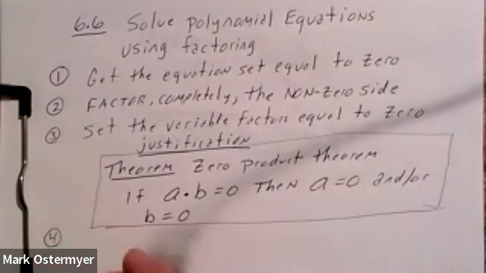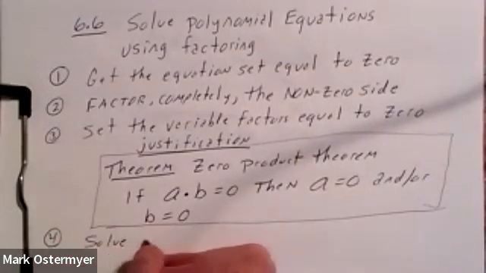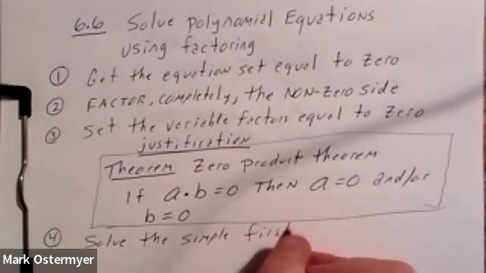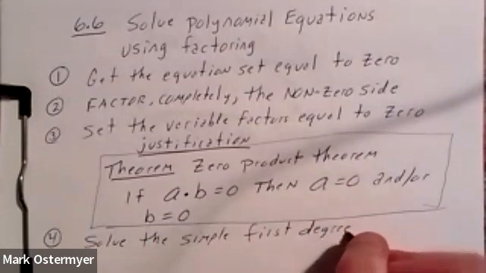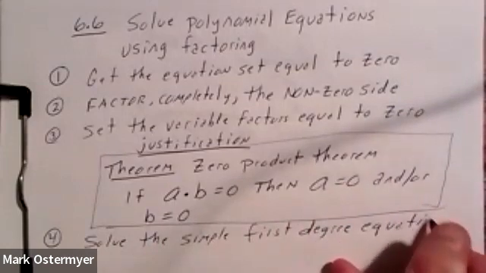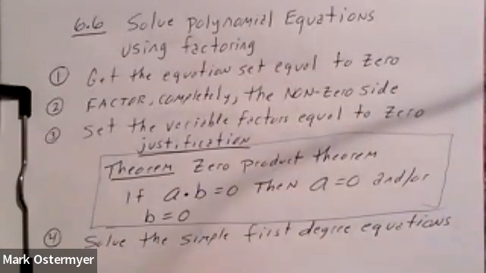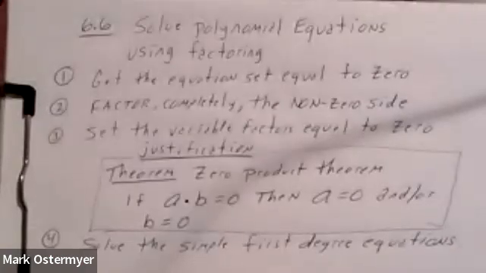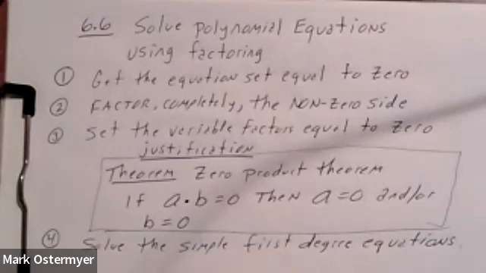Once we set our variable factors equal to 0, then all we have to do is solve the simple first degree equations, and we'll have our solutions. So that's in general how we're going to attack solving higher degree polynomial equations utilizing what's called the factoring method. And obviously, step number 2 is going to require that we know how to factor polynomials. That's why we went through chapter 6 before we encountered section 6.6. There's a reason for that.